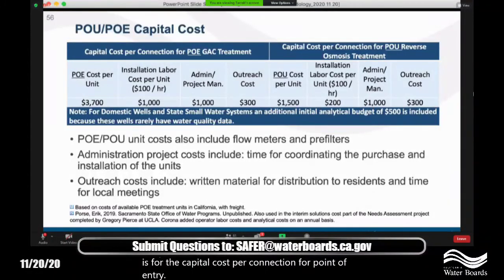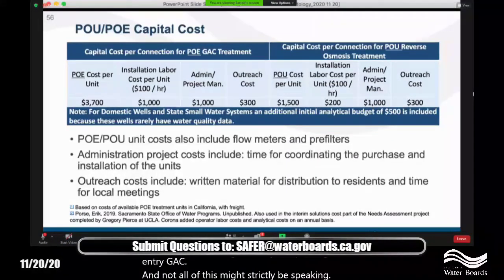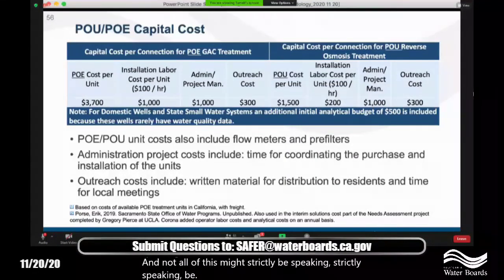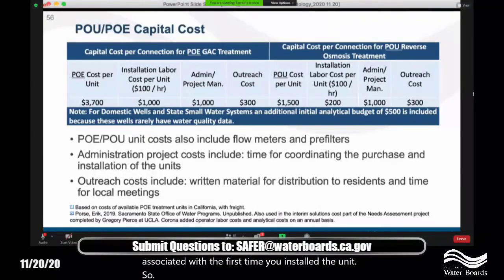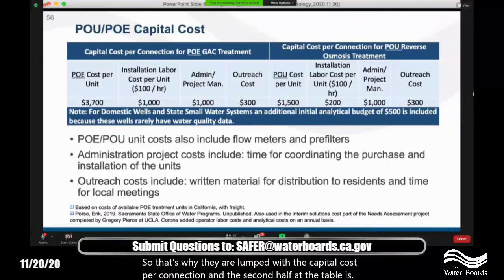And you know, not all of this might strictly speaking be capital, but we included the admin and project management and outreach costs because these are really our initial costs. They're associated with the first time you install the unit. So that's why they're lumped with the capital cost per connection. And the second half of the table is the capital cost per connection for point of use reverse osmosis treatment.